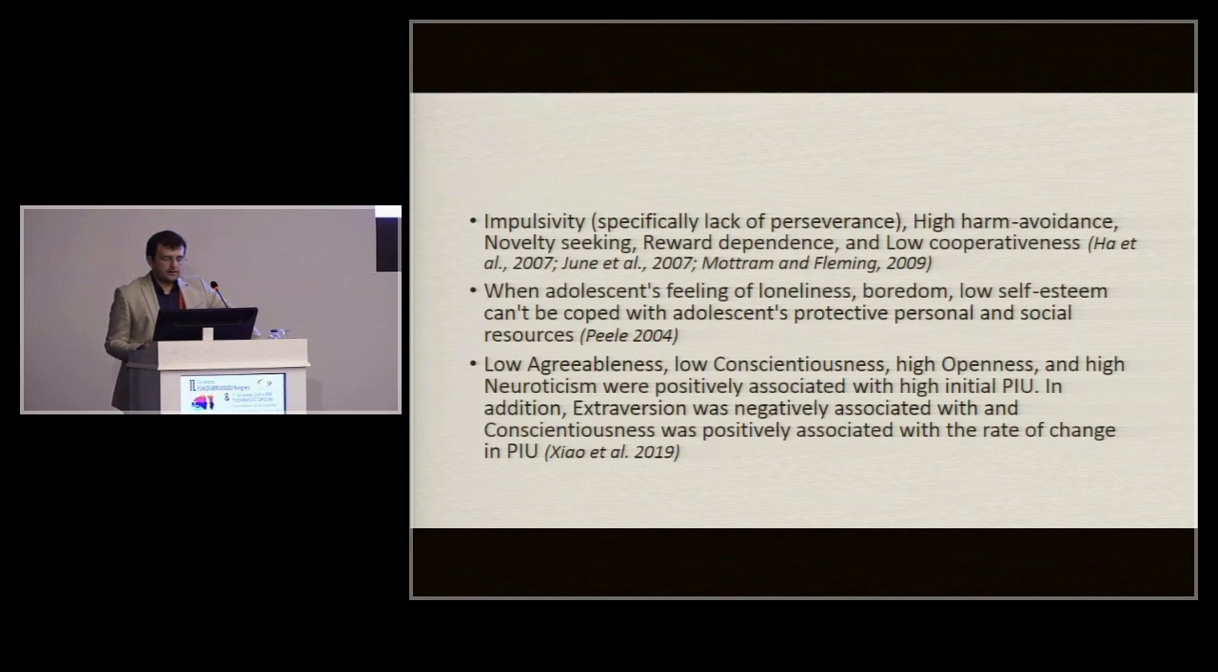Now, when adolescents feel loneliness, boredom, and also low self-respect, and they believe they can't cope with these, these sort of adolescents also resort to internet use. And there's a theory on 5 characteristics, and when we make an evaluation, we see that low agreeableness, low conscientiousness, high openness, being open to novelty, and high neuroticism were also positively associated with the onset of problematic internet use. Also, extroversion is negatively associated with problematic internet use.